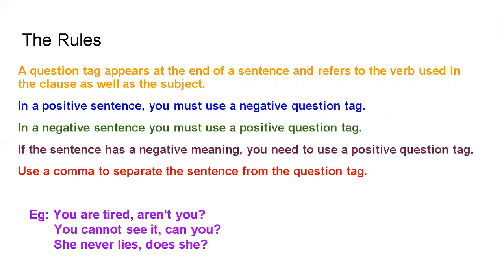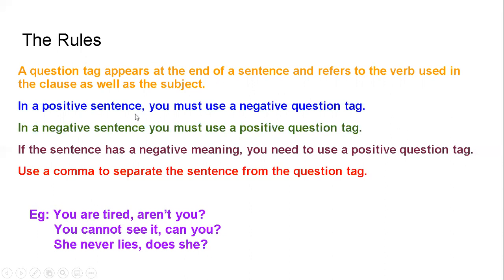Here are some basic rules to start with. A question tag appears at the end of a sentence, and refers to the verb used in the clause as well as the subject. Look at the example below. This is a question tag. It is used at the end of a sentence and it refers to the verb which is are, which is used in the clause as well as the subject you. You're talking about the subject you and are.